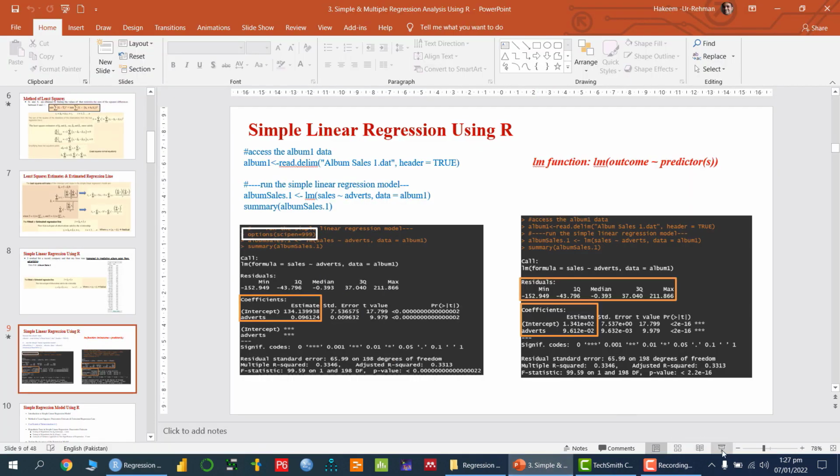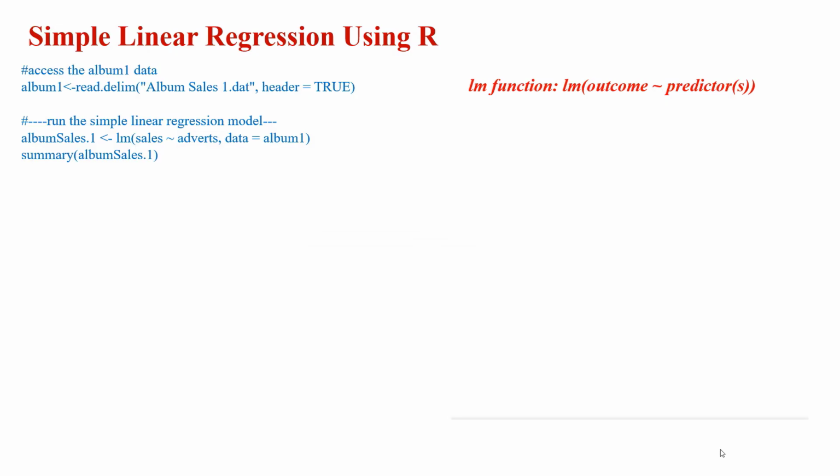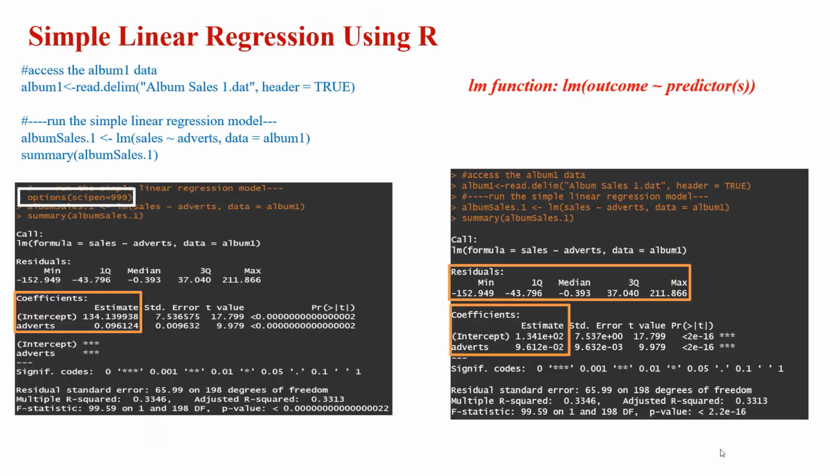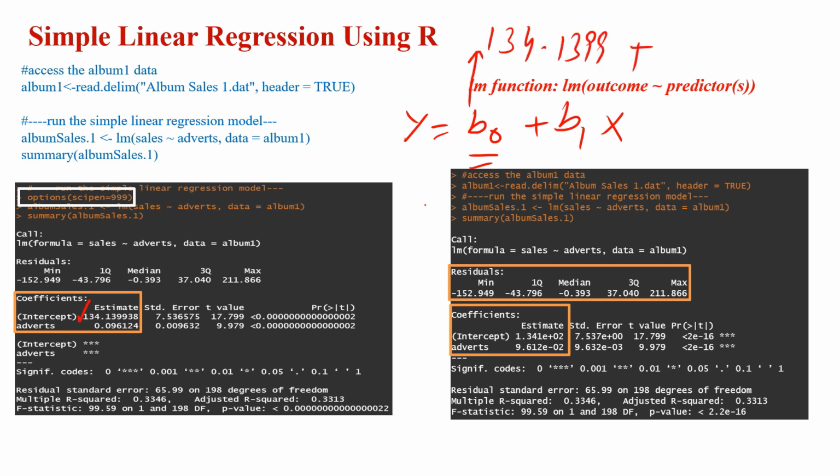So let's find out what we can get from this linear regression model. The first task is that we want to find out the values of B naught plus B1 x. B naught is basically the intercept value, which is this one, 134.13. So the value of B naught is 134.1399, plus the value of beta 1 is 0.096124 x. That is this one.